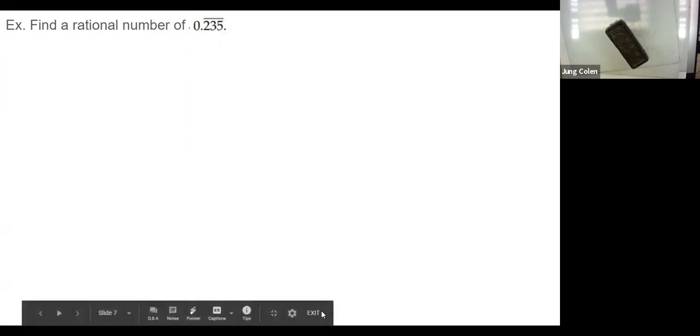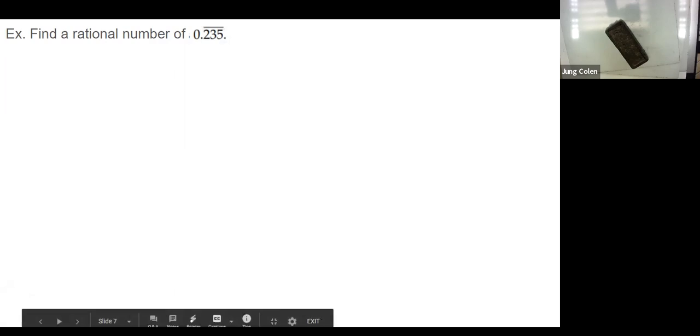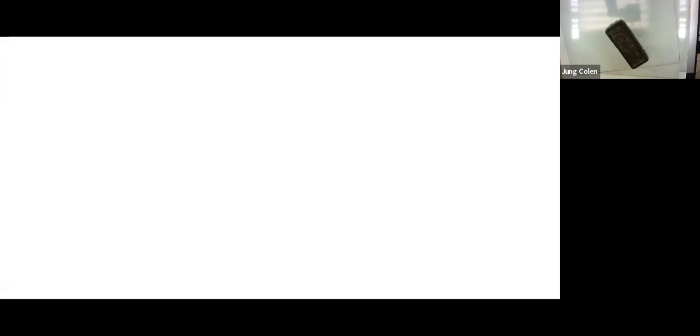Example of how to change the repeating decimal to a fraction, the rational number. If you guys remember, in case you don't remember, let's do that together.